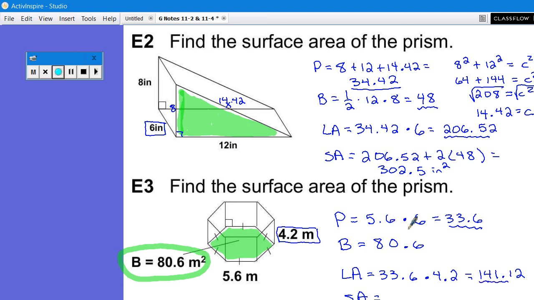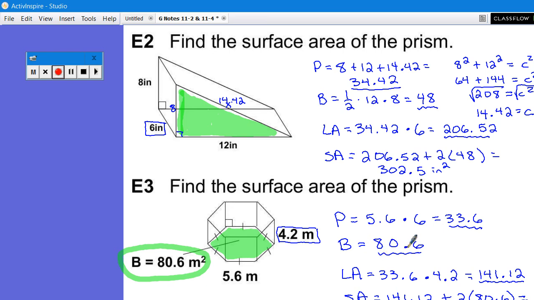Our total surface area, when you look at it, is found by using that lateral surface area of 141.12. And then you're going to be adding 2 of your bases, which we already have right here. That's going to be 80.6. When you multiply that and get your total surface area, that gives you a total surface area of 302.3. And our unit is meters, and they are squared.